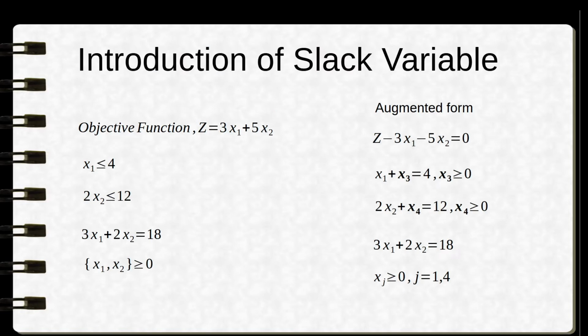So we have written our objective function once again on the left side. To solve the problem using the simplex method, we have to introduce slack variables. The slack variables are introduced to convert inequalities like x1 less than or equal to 4 and 2x2 less than or equal to 12 to equalities. The third equation, 3x1 plus 2x2 equals 18, does not require any slack variable.